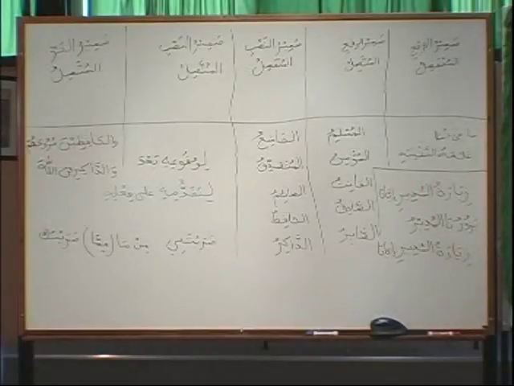Wazakirina Allah kathiran. Mafulun mutlaq. What is the actual? Wazakirina Allah zikran kathiran. See the beauty, brother. Can you translate this? No. You got to understand it directly. Wazakirati.